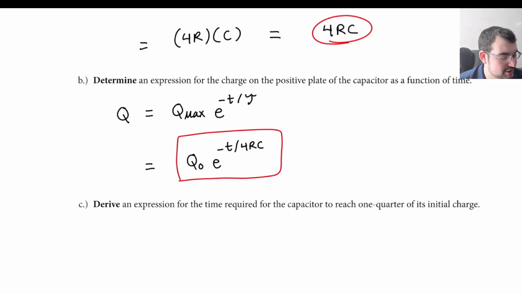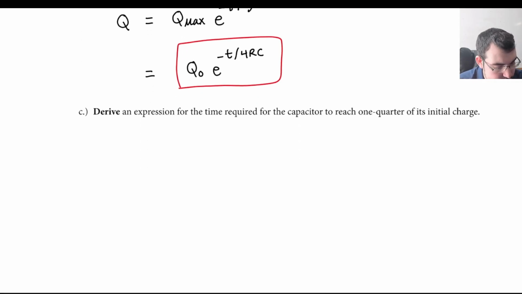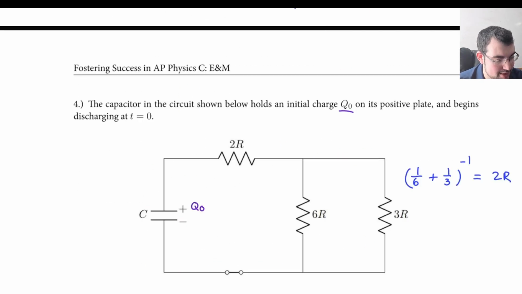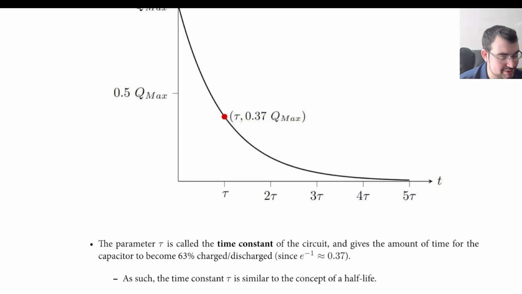Derive an expression for the time required for the capacitor to reach 1/4 of its initial charge. So we can first work out where this should be. We know that after 1 tau, or 1 time constant, I'm at 37%. So after 2 time constants, I'm at 37% of 37%, and again, that's roughly divided by 3.